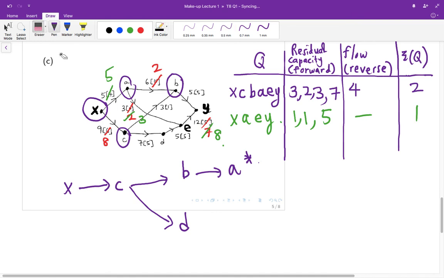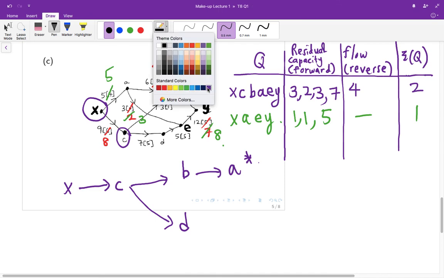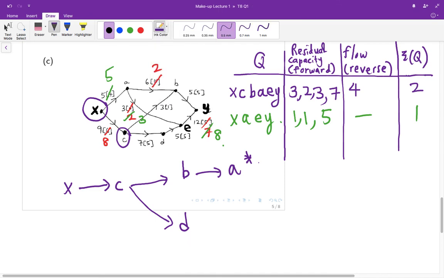The second case, if we were to go down to D from C, then we are stuck again because the only arc now is the arc from D to E, but that one is maxed out already. So in all cases, we will be stuck because we can't reach the sink Y. You follow me? Therefore, the Ford-Fulkerson algorithm will terminate right here.